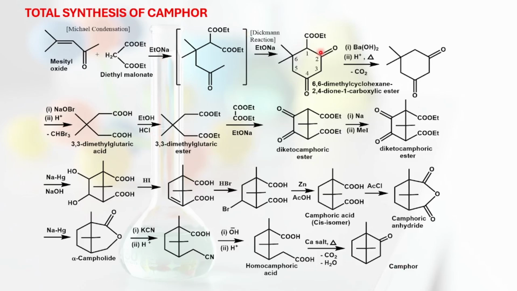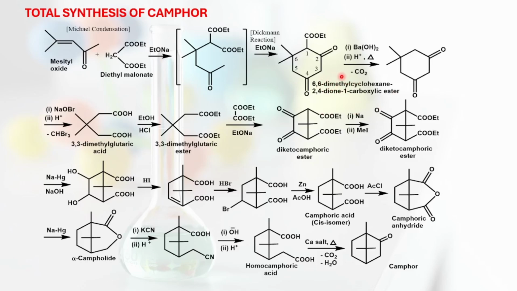Here is a total synthesis of camphor. Mesityl oxide, when treated with diethyl malonate in the presence of sodium ethoxide, which acts as a solvent and the base, we will get a compound after the Dieckmann reaction. We will get a cyclic compound, named 6,6-dimethyl cyclohexane-2,4-dione-1-carboxylic ester.